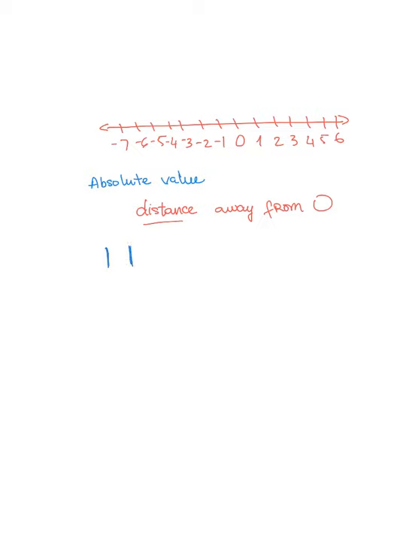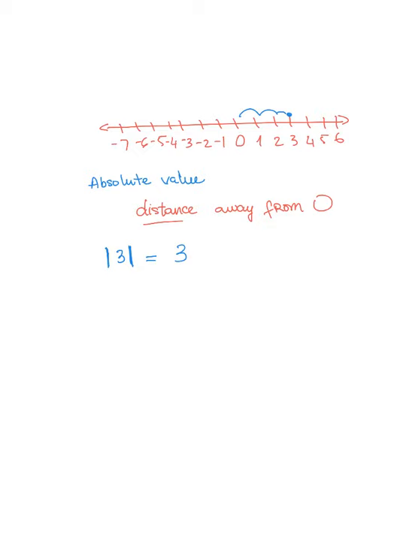What if I'm looking for the absolute value of 3? Okay, so this is 3 and the distance away from 0. So we're gonna see how far from 3 to 0. 1, 2, 3. So this is 3.